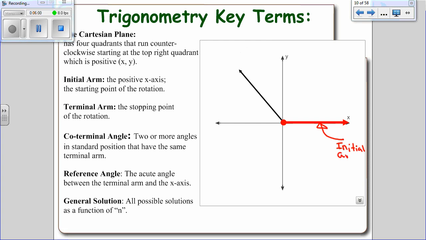Initial arm. The positive x-axis is always there, it never moves. The terminal arm is where that thing rotates. So right now, it's rotated out to here. We would call that the terminal arm.